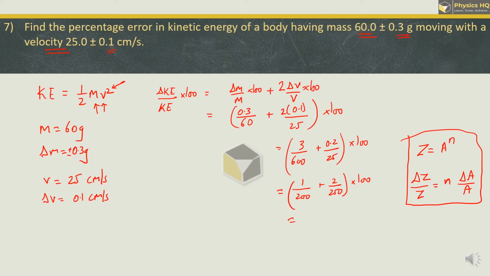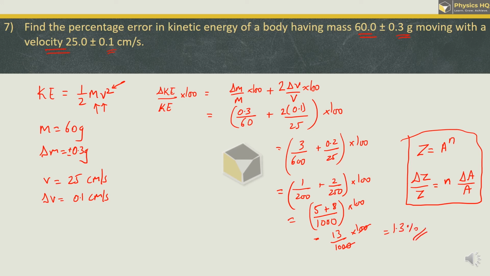Now what we'll do is we'll take LCM as 1000 over here. So what we get is this will become 200 into 5 will give us 1000. Over here 2 into 4 is 8 will give us 1000. Okay? So this is how much? 13 by 1000 into 100. So 2 zeros are cancelled over here and we are left with 1.3%.